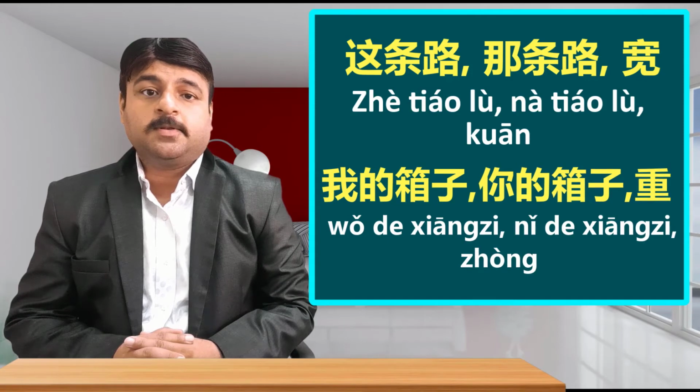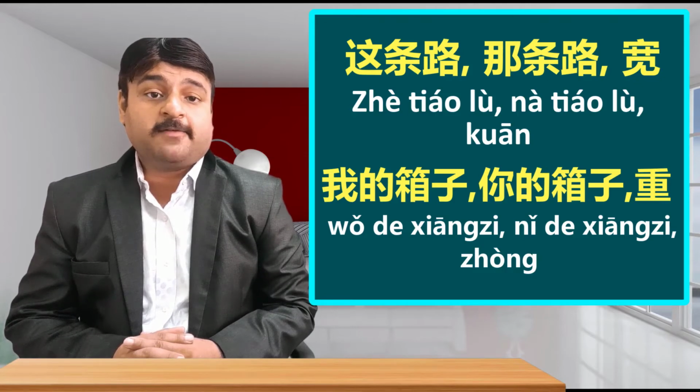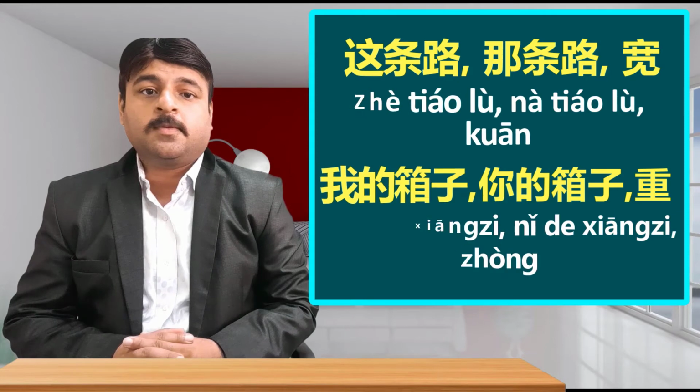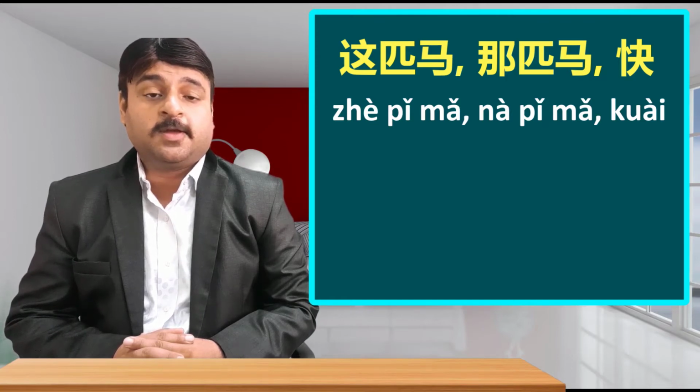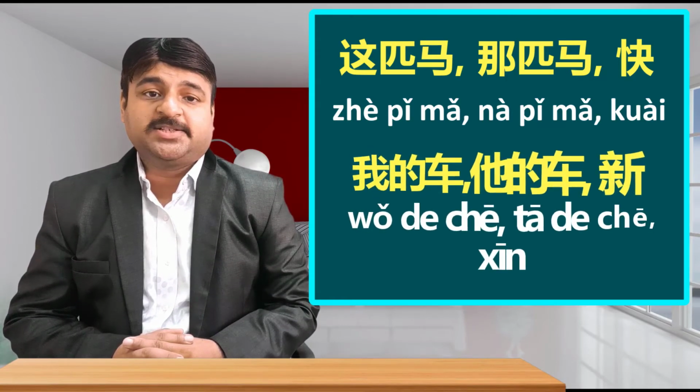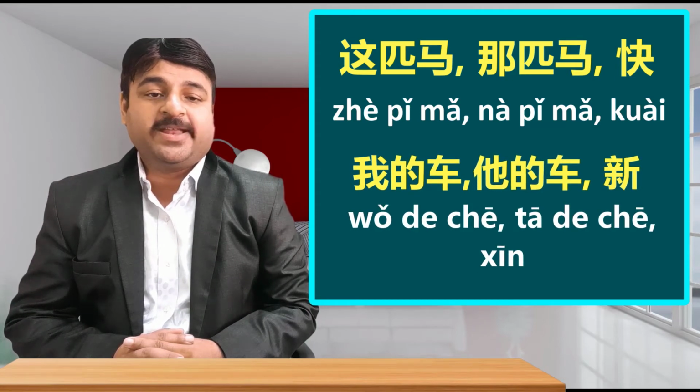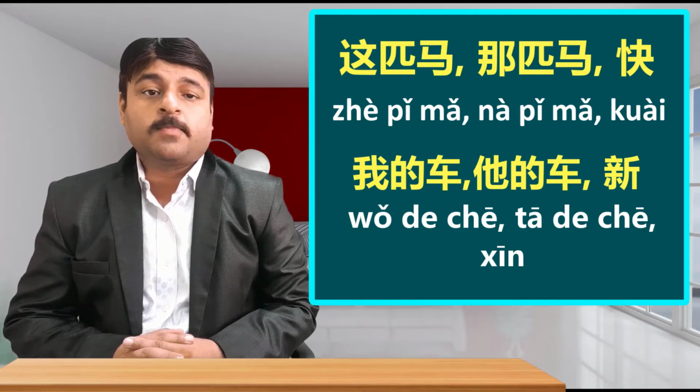我的箱子没有你的箱子重. 箱子 is a suitcase, 重 is heavy. My suitcase does not have the same weight as your suitcase. 这匹马没有那匹马快. This horse compared to that horse does not have the same speed, or it is not as fast. 我的车没有他的车新. My vehicle is not as new as his vehicle.